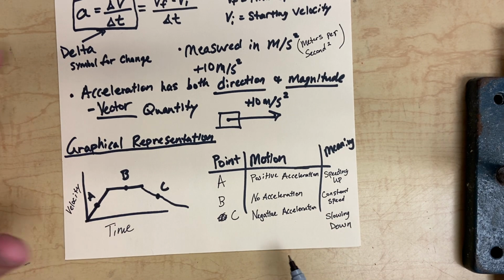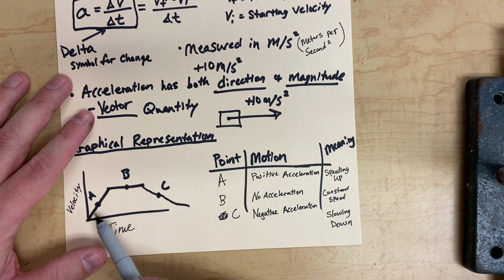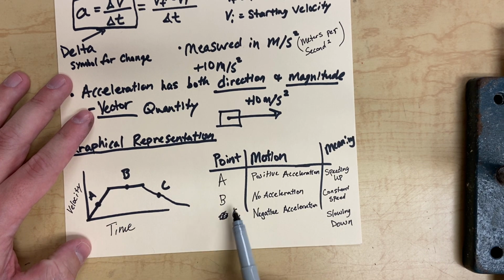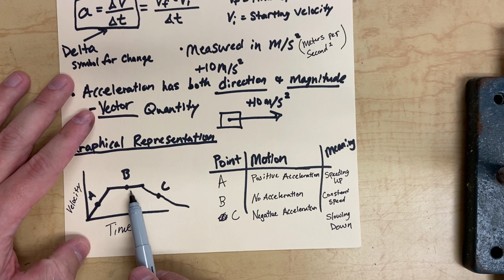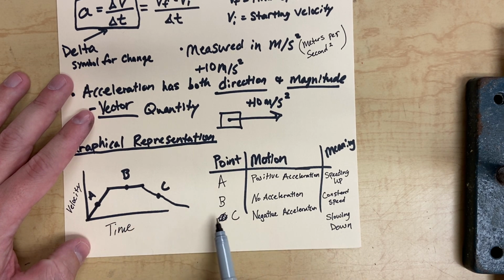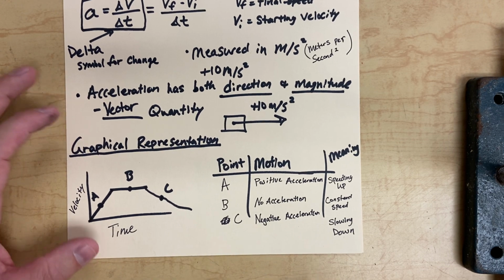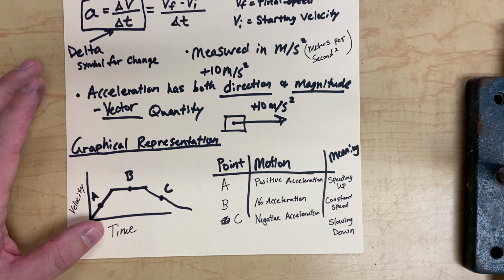If you're driving your car right here at point A, you are speeding up, you're pressing on the gas pedal. At point B, you're going a constant speed, so we can say that you're using your cruise control. And at point C, you're slowing down, so you're using your brakes, so you're coasting to a stop, or at least to a slower speed than what you were currently going.